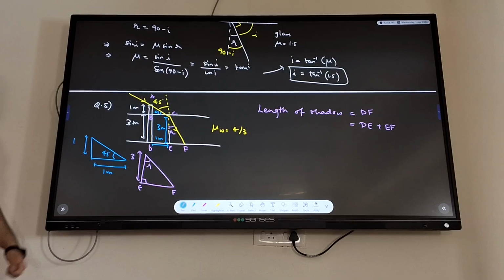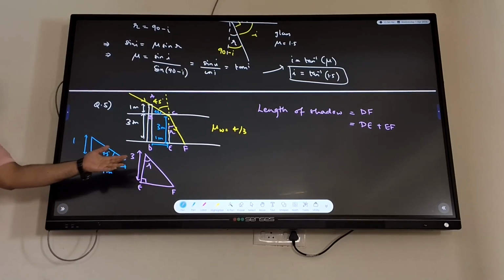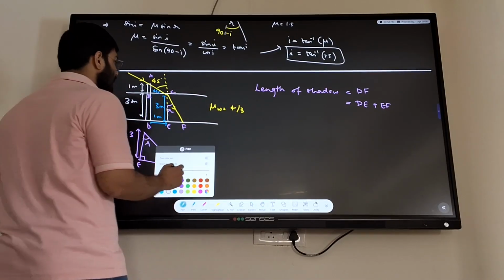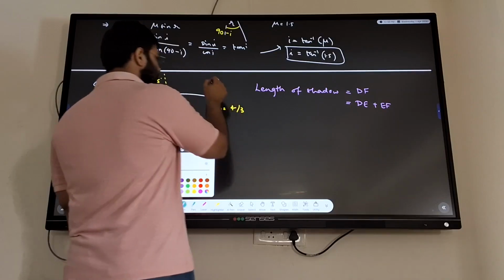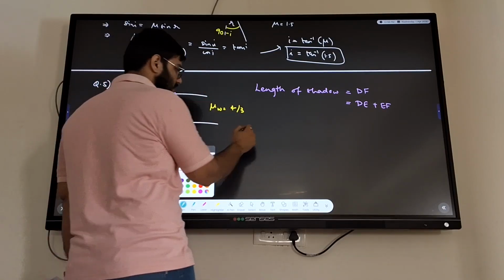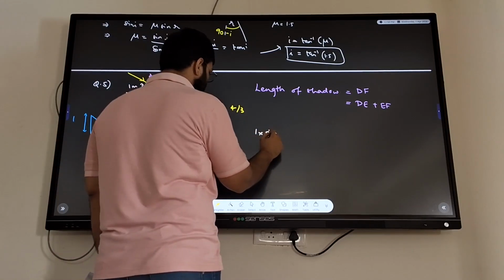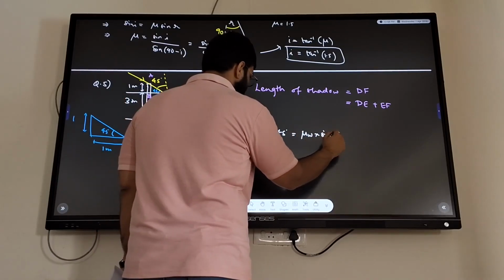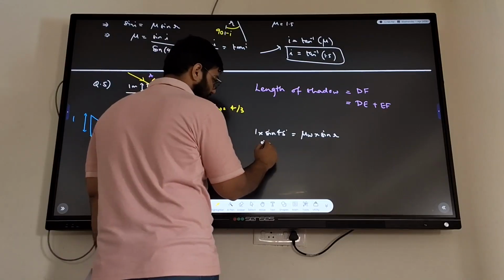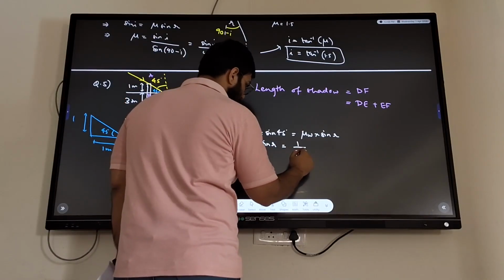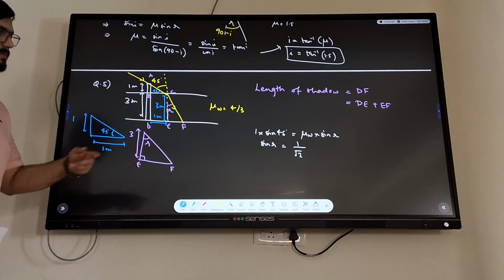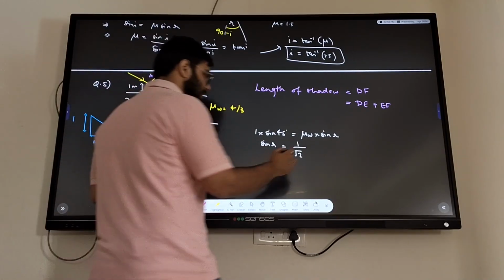By Snell's law. This is where you apply physics. All of this was geometry. Now you apply the physical equation, that's Snell's law. This is air, by the way. So 1 into sine of 45 is equal to mu w into sine of r. Then what is sine r? 1 by root 2 times 1 by mu w. Mu w was 4 by 3, so 1 by mu w will be 3 by 4.